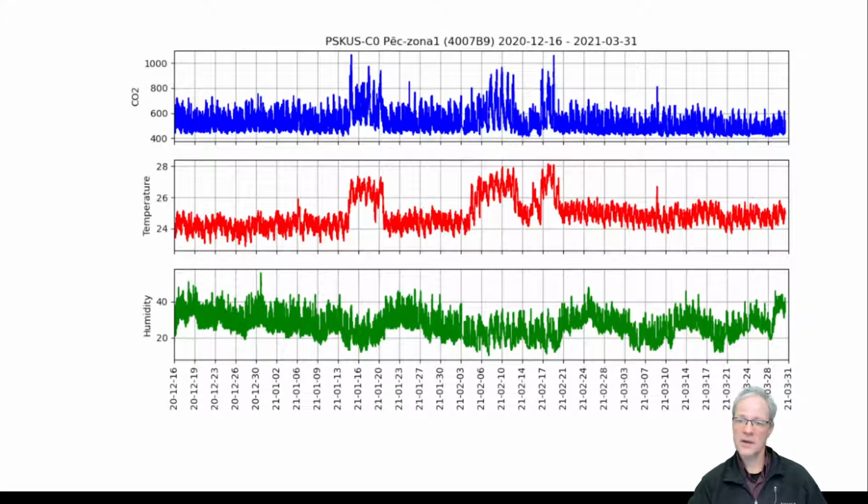All right, so there's going to be a couple of diagrams with the data. In these diagrams, the CO2 is usually in blue color, the temperature is red, and humidity is green.